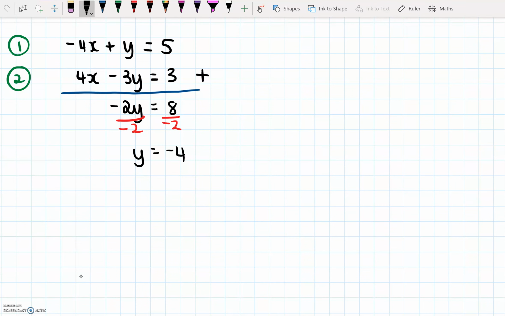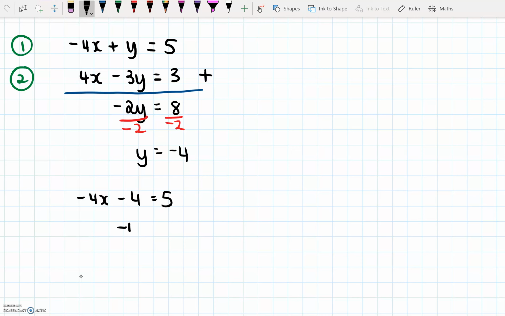And then again, it's just a game of substituting. So we have minus 4x minus 4 equals 5. We substituted back into equation 1 here. So minus 4x is equal to 5 plus 4, which is 9. And therefore x is equal to minus 9 over 4. Because I haven't asked for anything concrete, I'm happy with you to leave it as minus 9 over 4. But if you really want to, you can write that as negative 2 1/4.